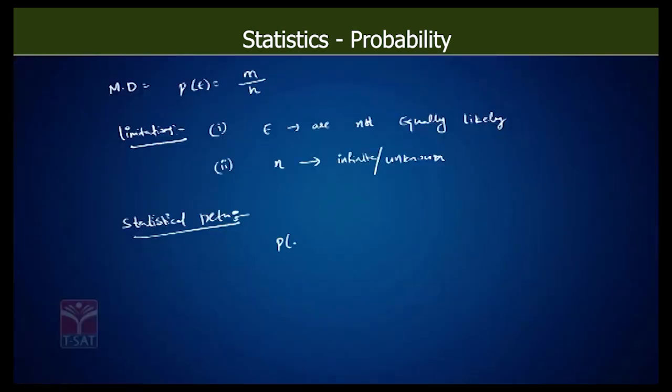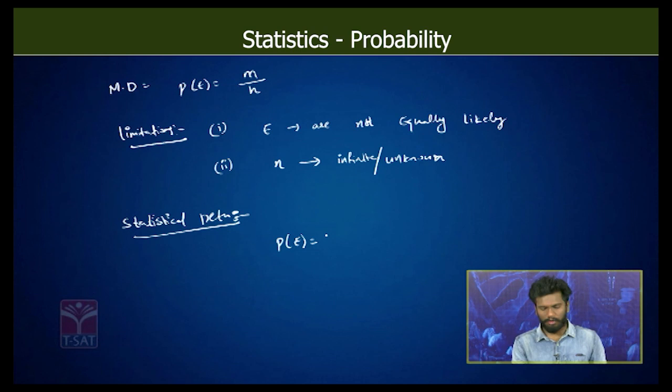So see here, the probability of occurrence of an event E is given by limit n tends to infinity of m by n. So this n denotes the number of times we are repeating the event, and m denotes the number of times our favorable event occurred.